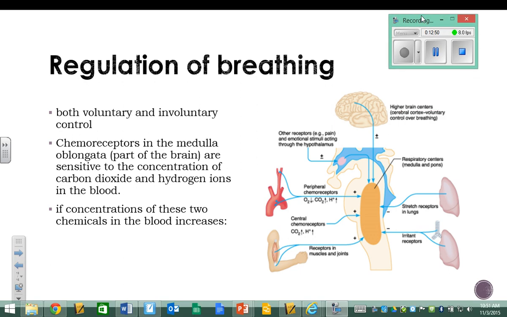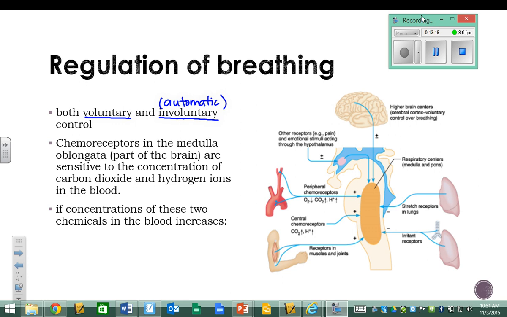Now there's a picture here just for illustrative purposes. Perhaps you don't want to draw the entire thing because I'll talk about what is going on. First thing you should know is that when you breathe, it can be both voluntary and involuntary. Involuntary, if you remember, means automatic. You are not in charge of it. It happens all by itself.